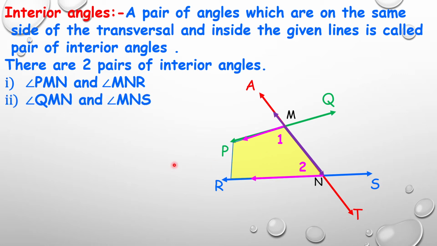Now second pair is angle QMN and angle MNS. In figure, this angle QMN and MNS shown by number 3 and 4.